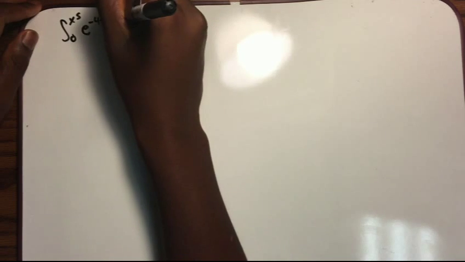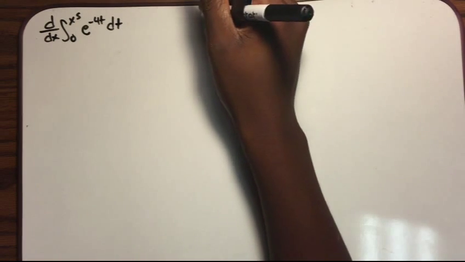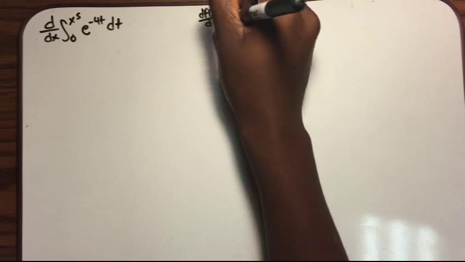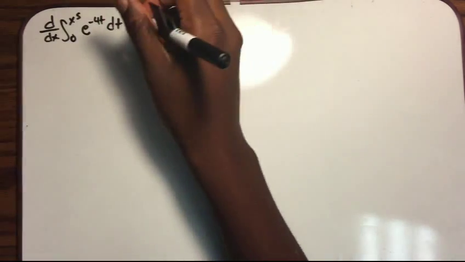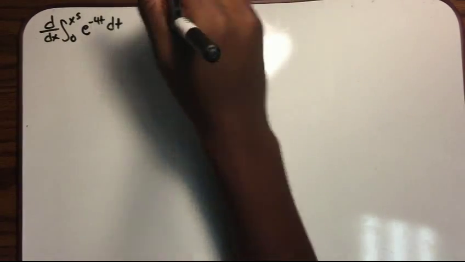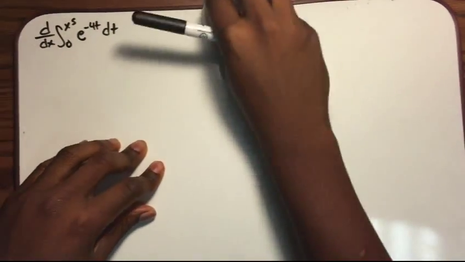It gives us the integral from 0 to x to the 5th of e to the negative 4t dt, and it tells us to take the derivative and find df of x over dx. So using the second part of the fundamental theorem, we're going to use u substitution.